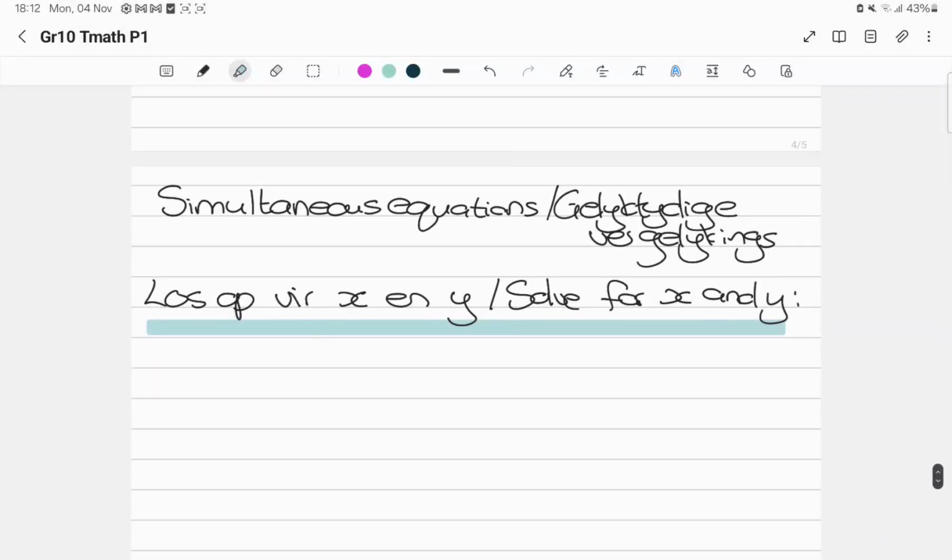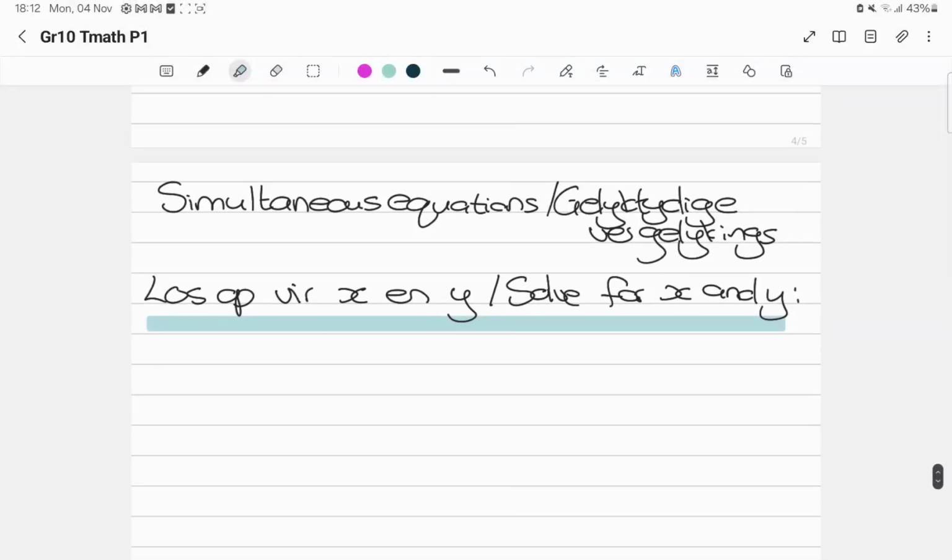Alright, so in this video we are going to look at simultaneous equations. We have a question that will tell you to solve for x and y. I'm only going to do one example because it's really straightforward.